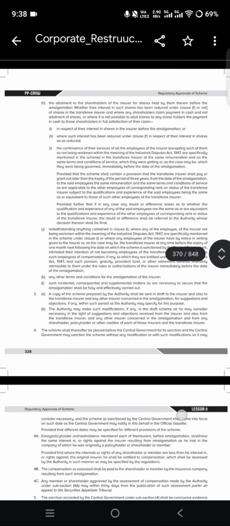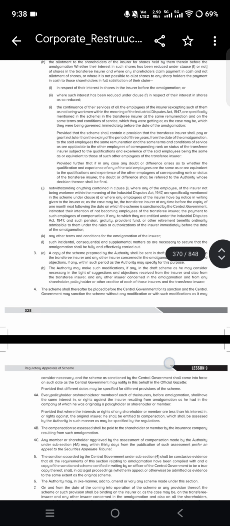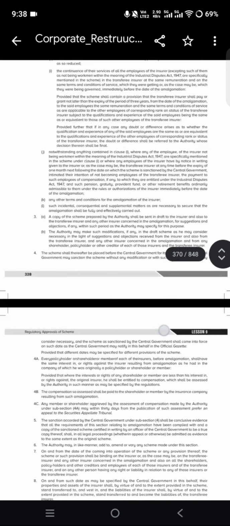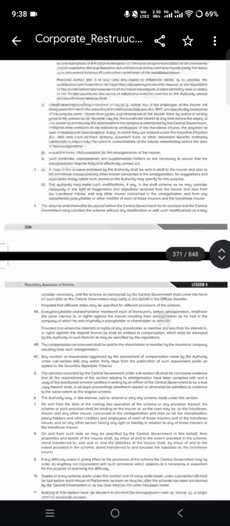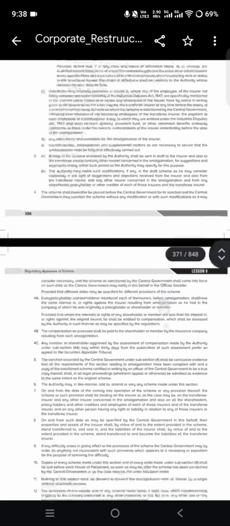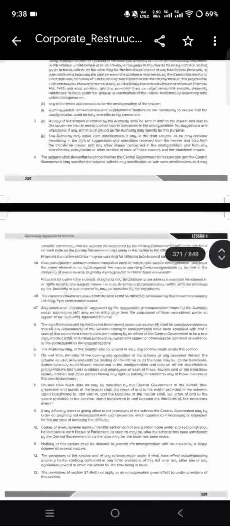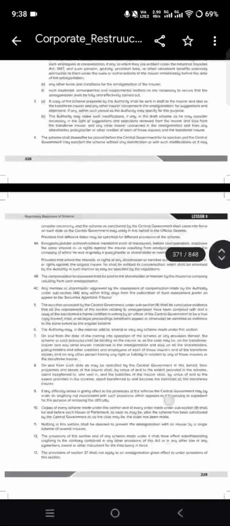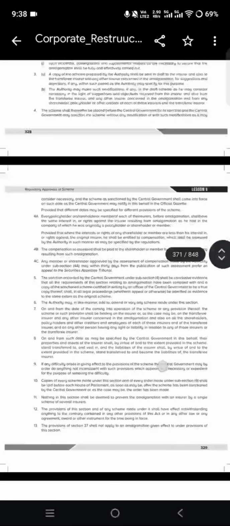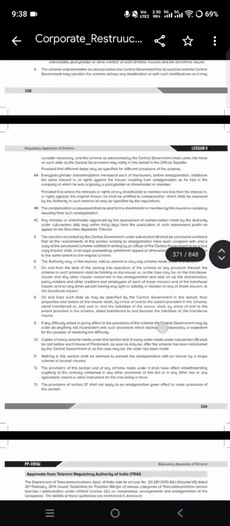Every policyholder or shareholder or member, whatever rights they have in A bank, they will have the same rights in B bank also after the amalgamation. Where the interest or rights of any shareholder or member are less than their interest in the original insurer, he shall be entitled to compensation which shall be assessed by the authority. So if there is any change in the rights compared to the old bank, the specific shareholder or policyholder will be compensated by the IRDAI.